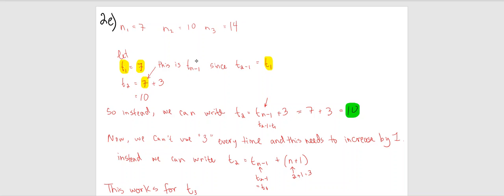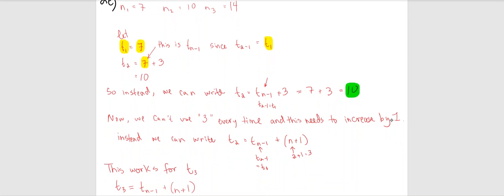So that's a nice way of saying, instead of looking at 10, go back to this one. 2 minus 1 is 1, so that's T1. And what is T1? T1 is 7. So replace that with 7, and then we add 3. Great, we get 10. That's going to work for our next one, the third term. However, we don't add 3, we add 4. That means we have to add one more.